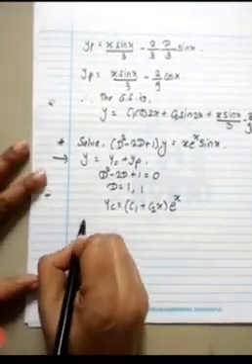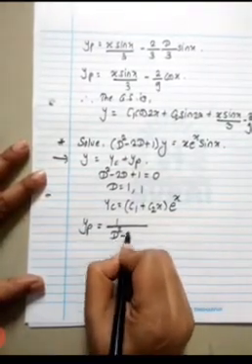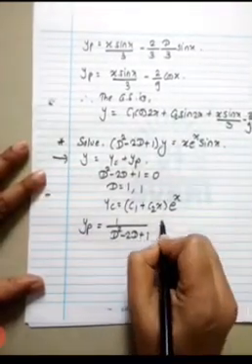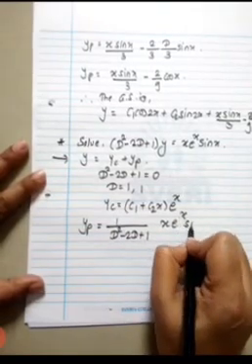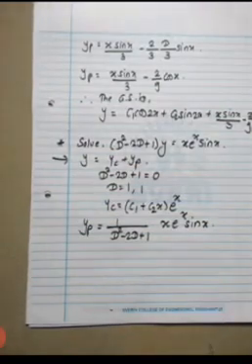Okay. We'll go to yp. Yp is 1 upon d square minus 2d plus 1 x e raised to x into sin x. Okay. Which case is this?